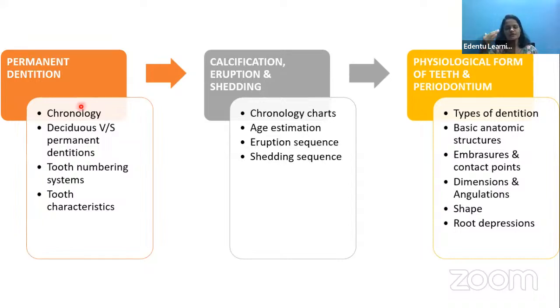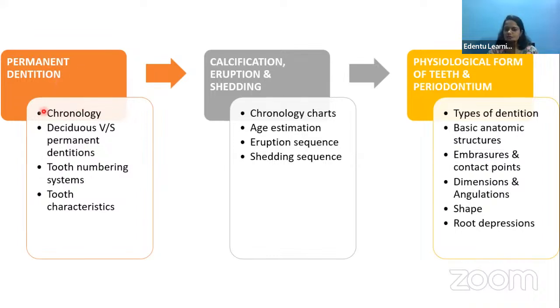Then only you can crack these dental anatomy questions. From those two tables itself, we can crack most of the questions from dental anatomy, like the age estimation questions and the eruption and shedding type of questions, the eruption and the shedding sequence. All those questions can be cracked with the help of those two tables alone. I will show you those two tables in the next slides.